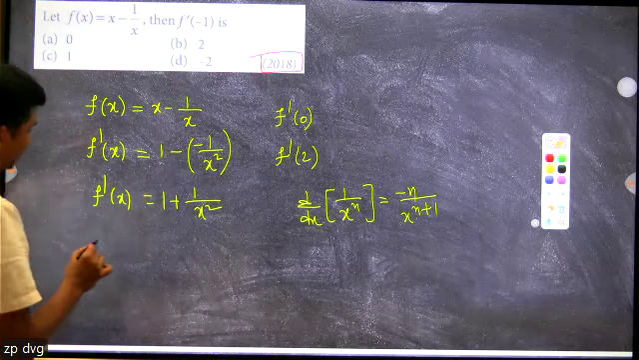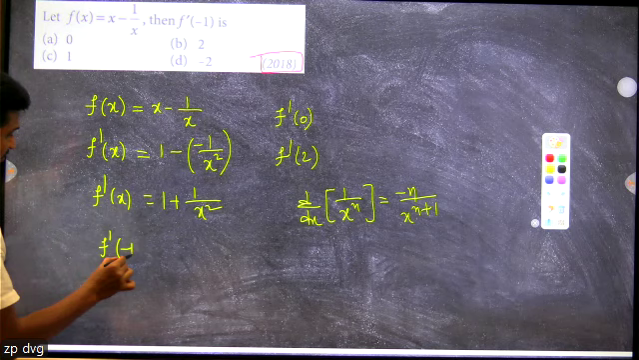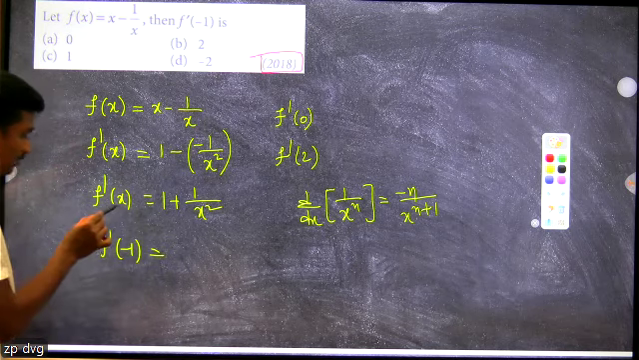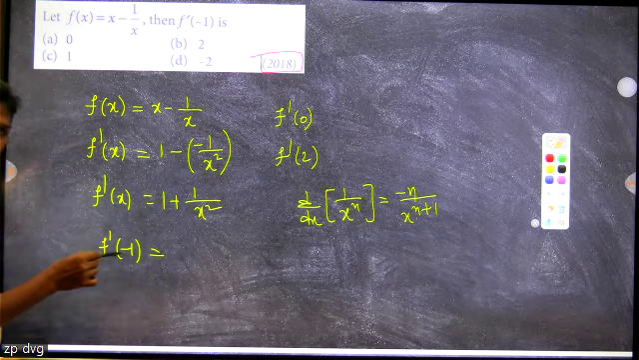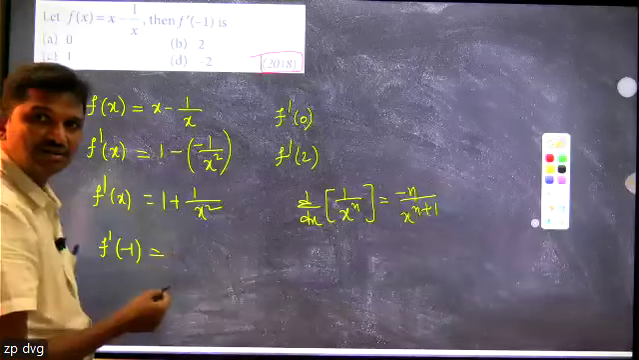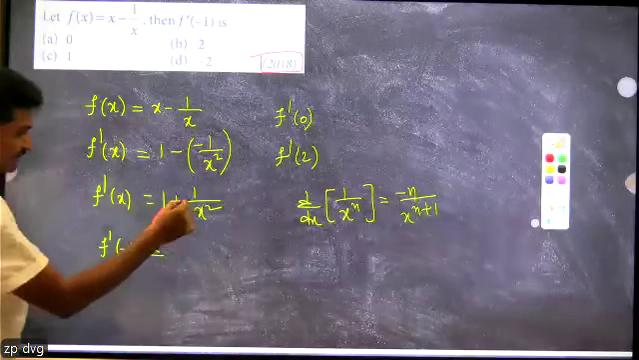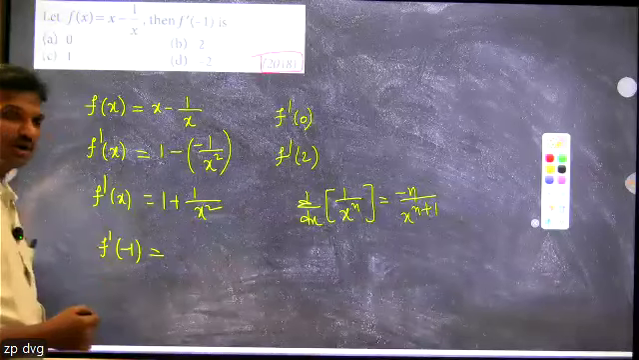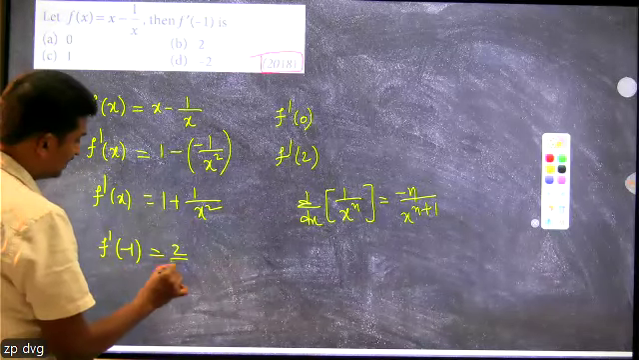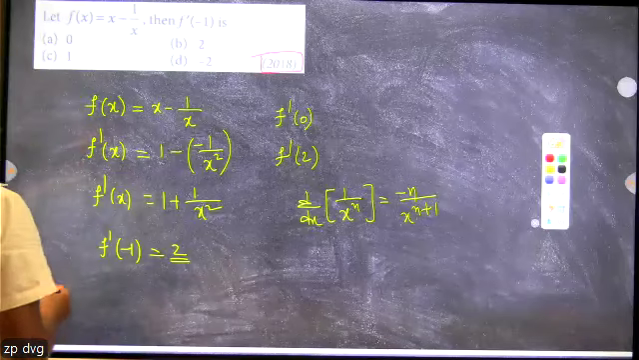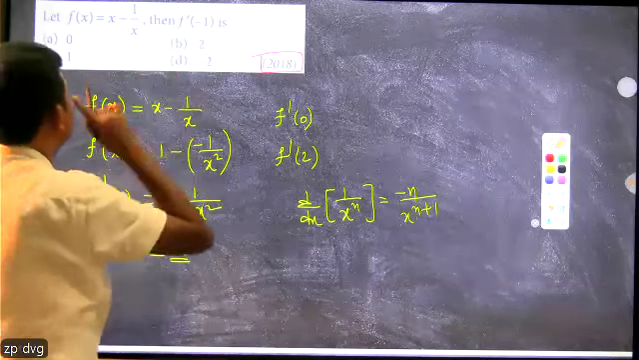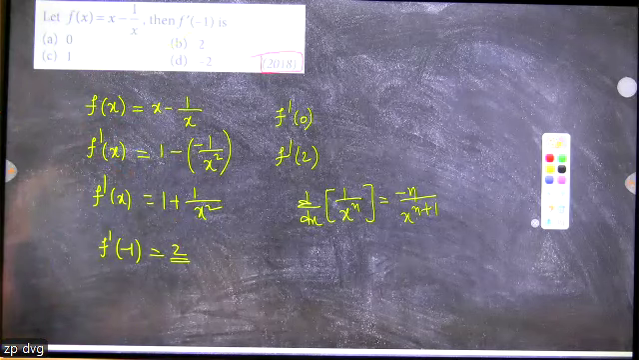What they are asking in the question? They are asking f dash of minus 1. In place of x here, what is there? Minus 1 is there. So wherever x is there, you write minus 1. Minus 1 whole square is what? 1. So 1 plus 1 is 2. So f dash of minus 1 is 2. So what is the right option for this? Option B.